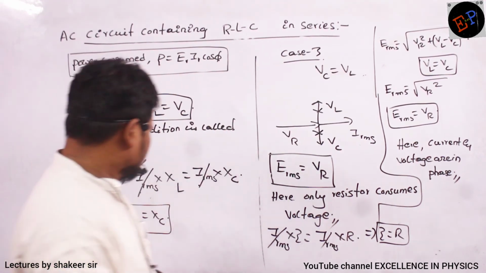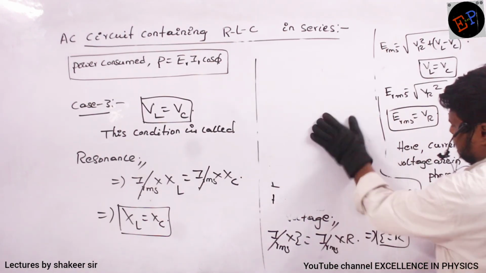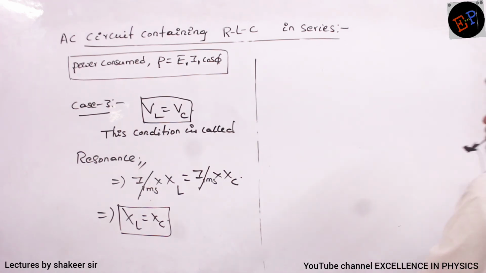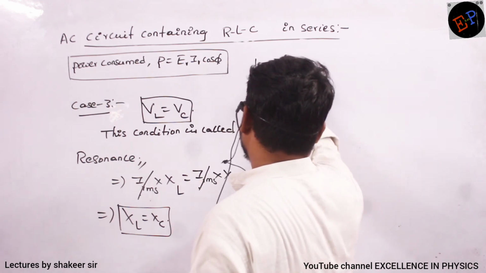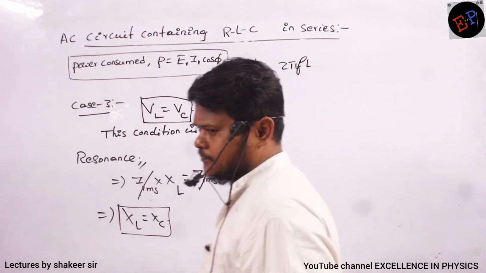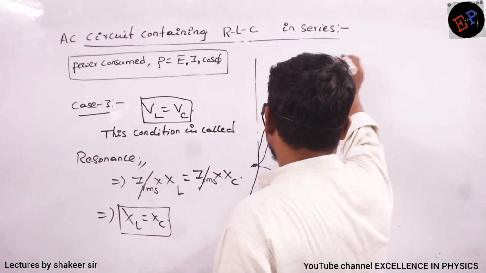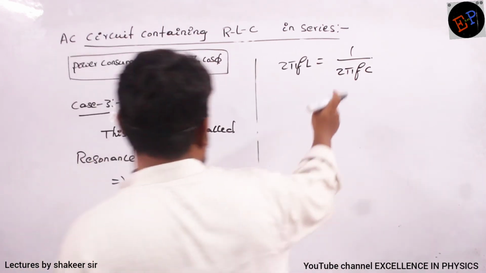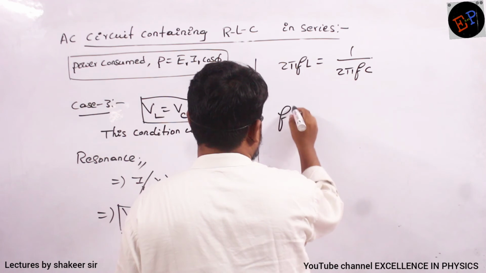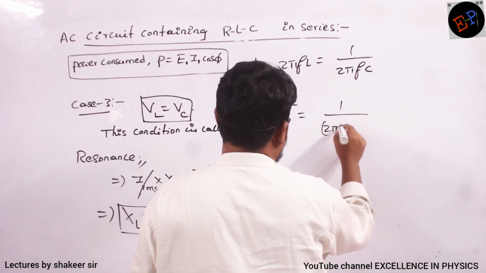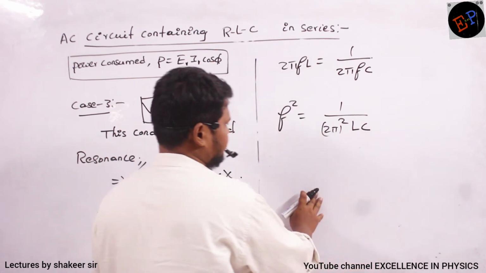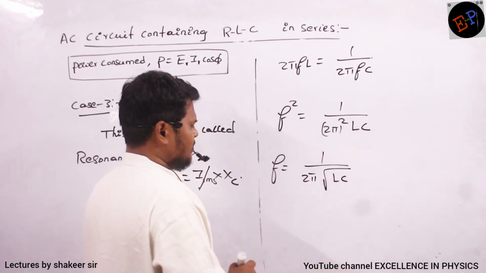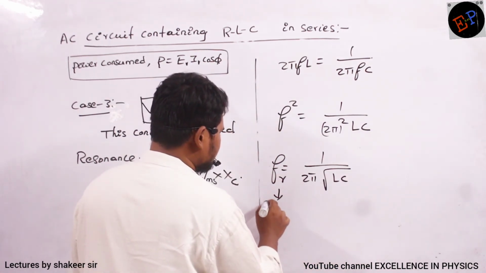Okay. Now XL, how can I write the XL value? Let's see the XL formula. XL can be written as 2 pi FL. Do you remember? 2 pi FL. XC is 1 by 2 pi FC. Clear? So you take F square. F square is equal to 1 by (2 pi) whole square multiplied by L into C. So therefore F is equal to 1 by 2 pi root LC. Okay? And this frequency is called the resonating frequency.